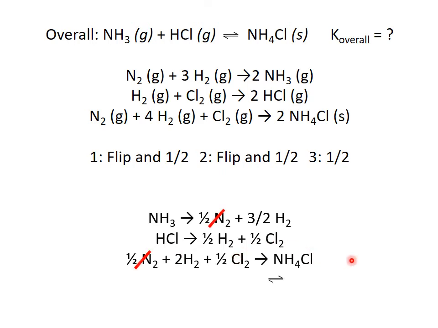If we look at these, we've got a 1/2 N2 on both sides of the arrows, so that cancels. Same thing with the chlorine. And if we take the total 1/2 H2 plus 3/2 H2, that adds up to 2H2, which cancels out all the hydrogen. All we have left are the process components that we wanted as our target. So now we know that these manipulations are good and we can move on to our math.